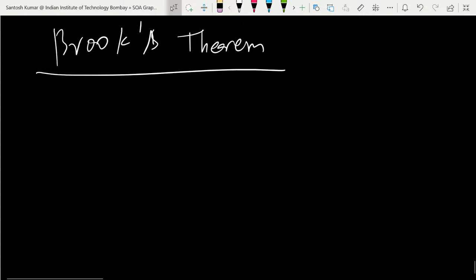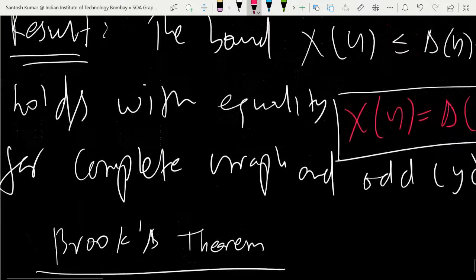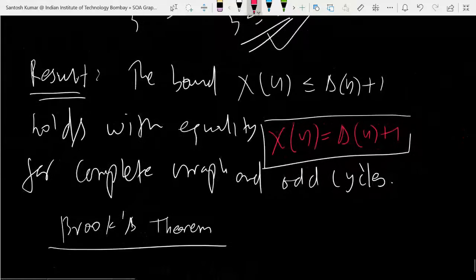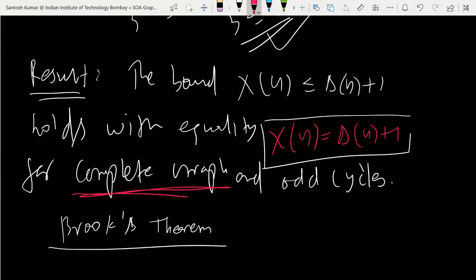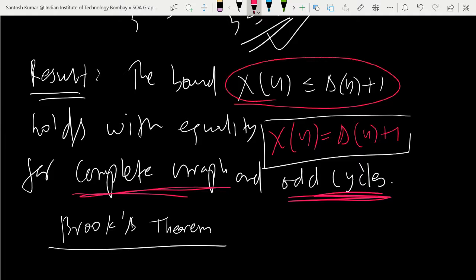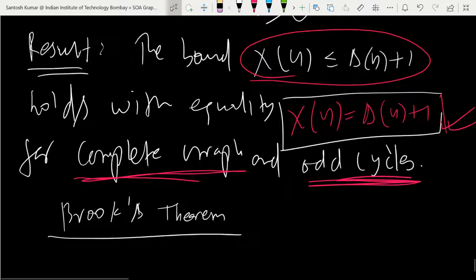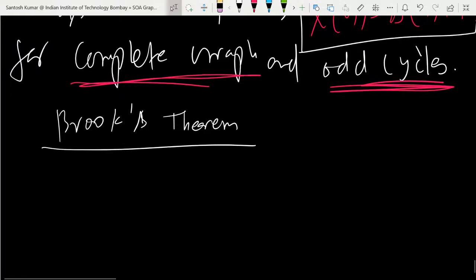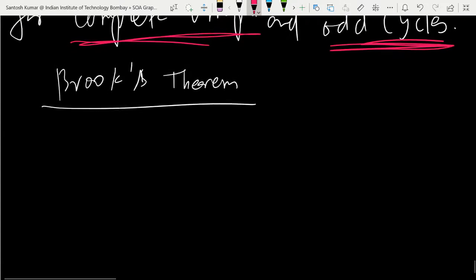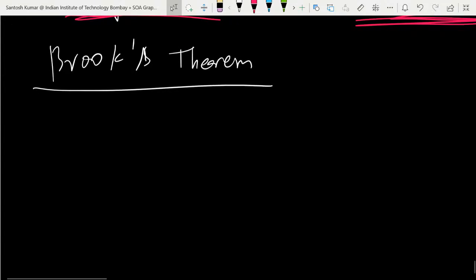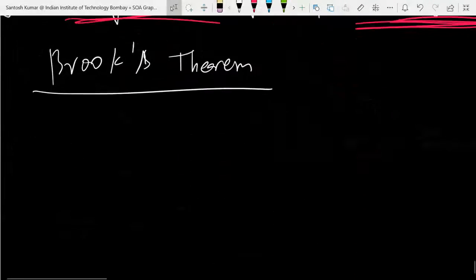No idea? Okay. So here in the last result you have seen that for the complete graph and odd cycles, this bound holds with equality. But what about the other graphs? So this Brooks theorem gives a result about the connected graph. This theorem is also related to this upper bound.